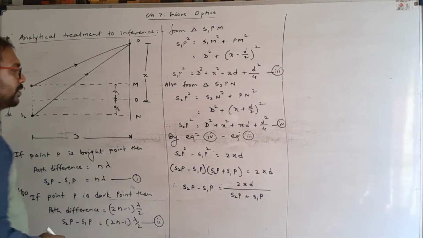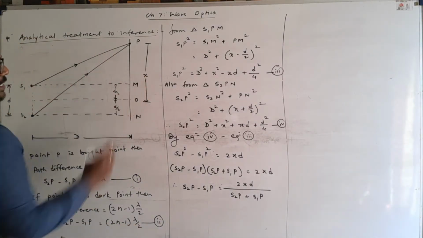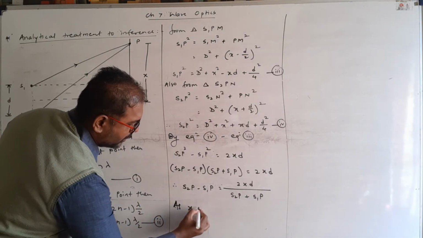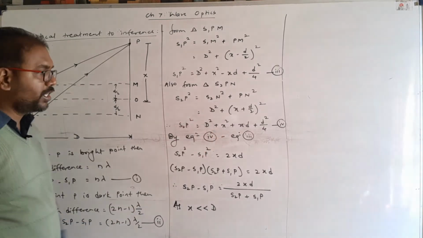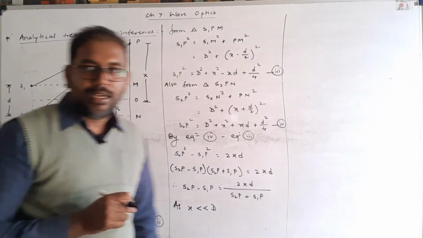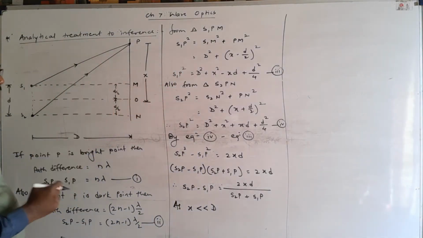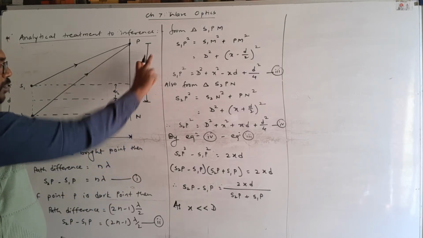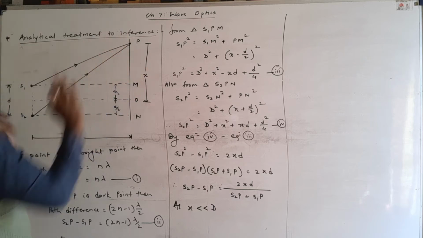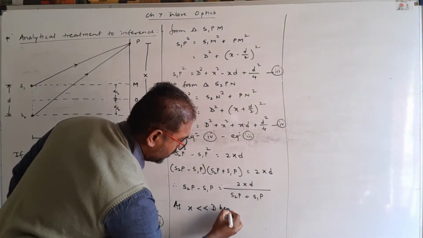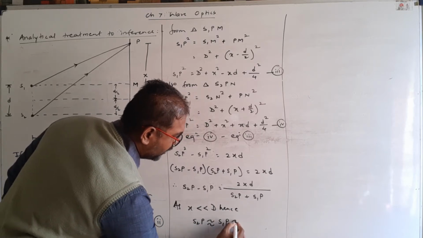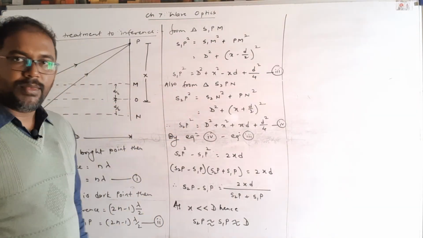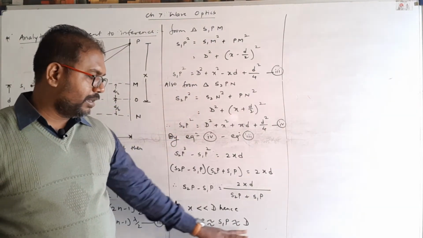Now listen, this distance x is very small as compared to capital D. This capital D is very large. I told you the distance between source and screen must be large, and here this x is very small. So we can do one thing here. As x is very small compared to D, S2P and S1P are both nearly the same. Hence S2P is nearly equal to S1P, and this is nearly equal to capital D.